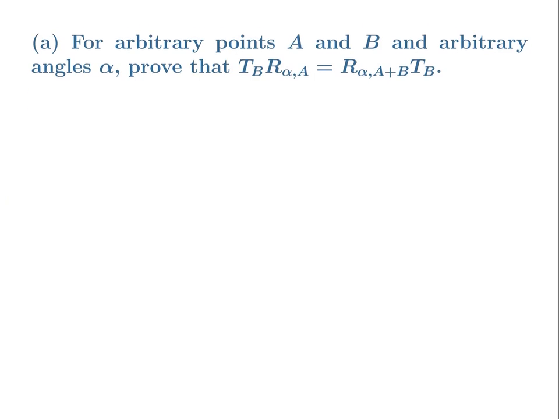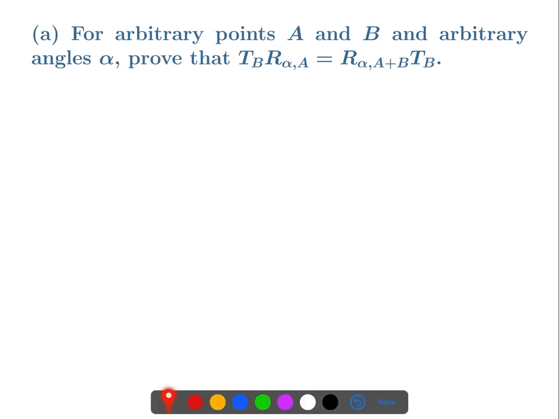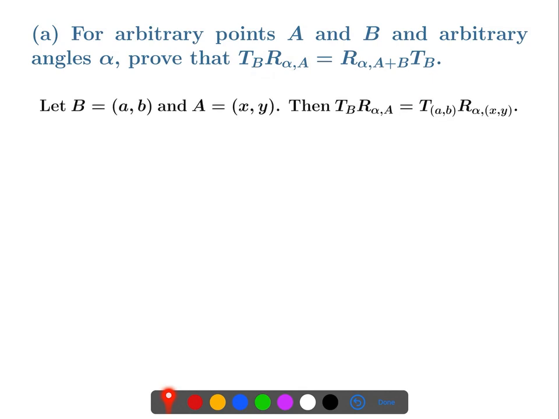Let's start with part A. We're trying to show this equation here. It would be nice to have B and A, we know what their coordinates are, so I'm just going to give them names. I'm going to call little a, little b the coordinates of capital B here, and x, y the coordinates of capital A.